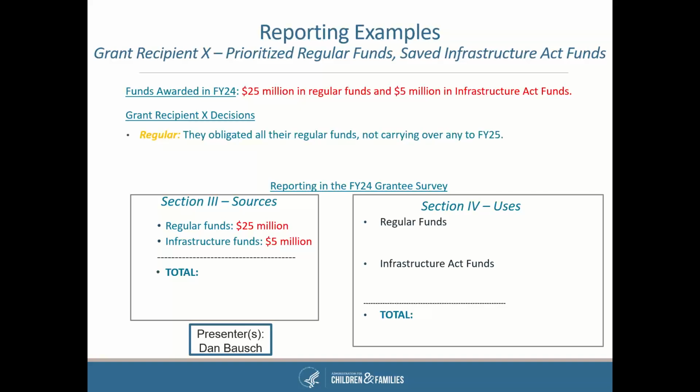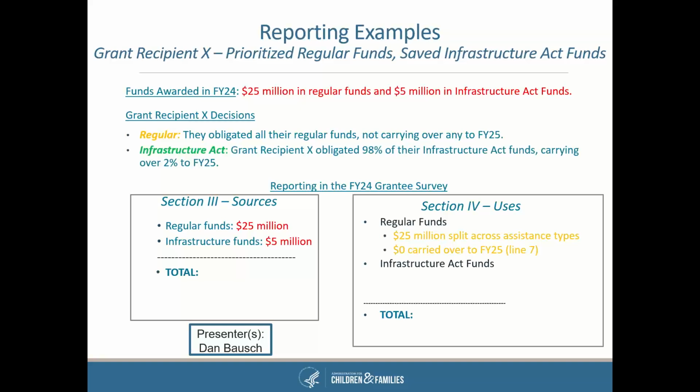The decisions, what do they do with the funds? Well, they obligated all of their regular funds to assist households and decided not to carry over any of that to 2025. That means in section 4, for their regular funds, all 25 million would be split across, depending on how they obligated it, heating and crisis, weatherization, and so forth. On the unobligated carryover line, they would have $0.